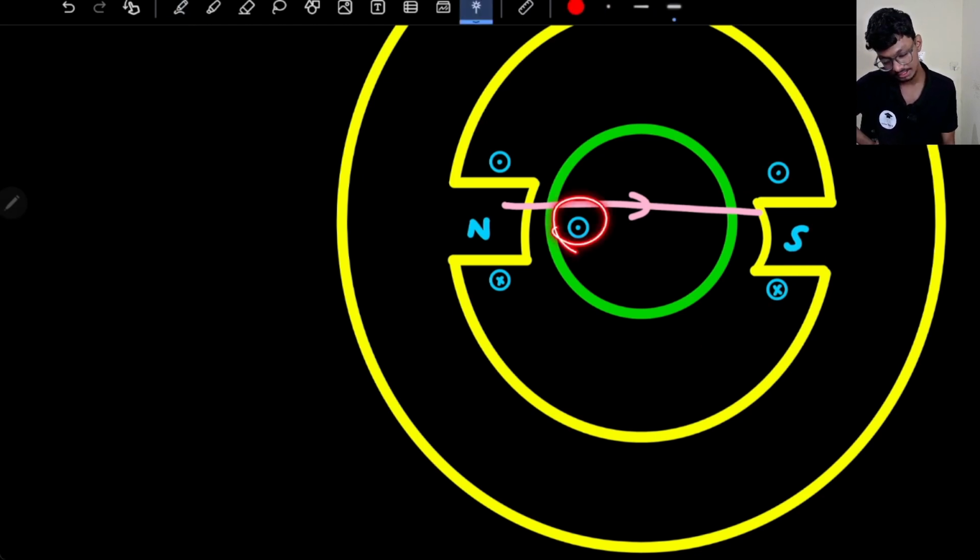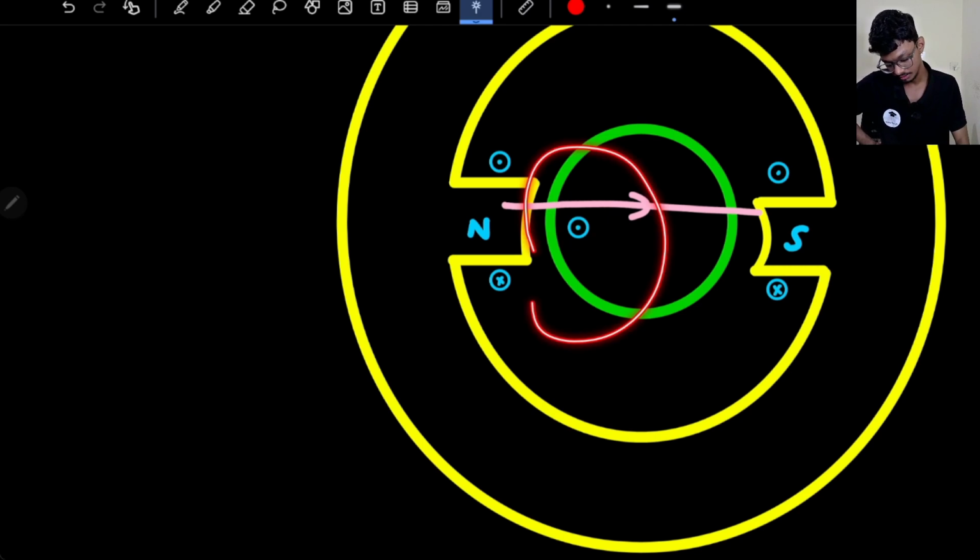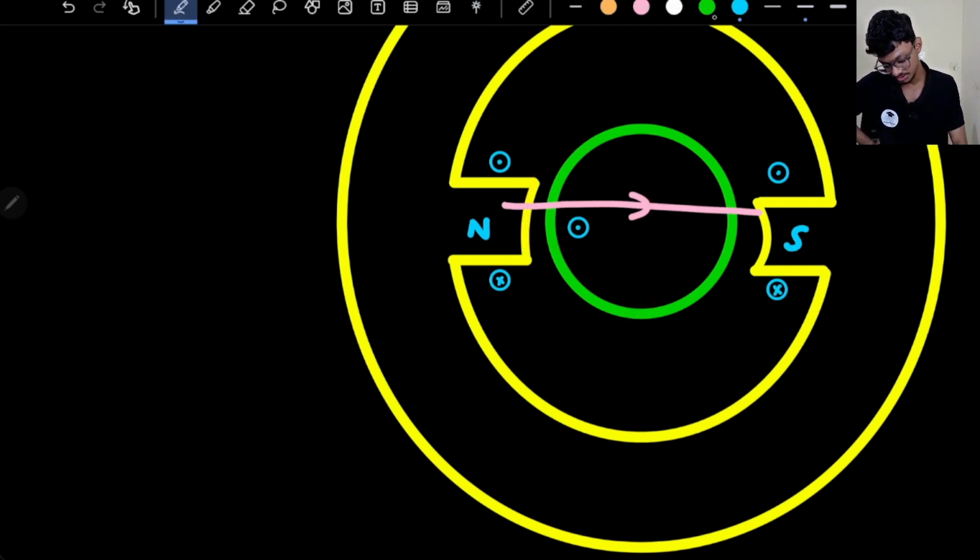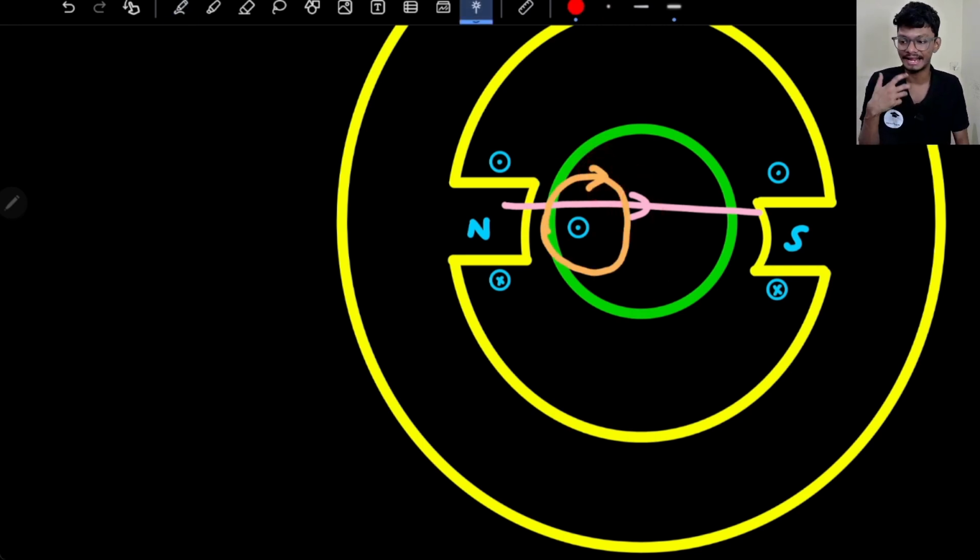Now the conductor is also carrying a current. If the conductor is also carrying a current, it will also generate a field. This will also generate a field like this, right? Clockwise direction. So these two fields will interact with each other. You will be studying this in measurement as well. If I have a current carrying conductor across a magnetic field, it will experience a force.